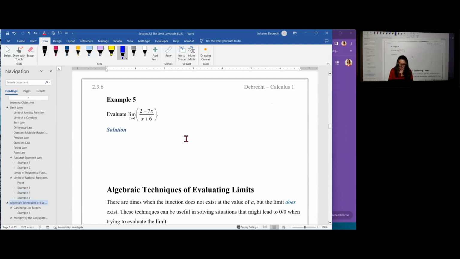Let's now look at example 5. In example 5, we have the ratio of 2 polynomials, which makes it a rational function. Again, our first line of attack is always going to be to substitute the value of a in for x. This gives me 2 minus 7 times 1, all divided by 1 plus 6, which gives me 2 minus 7 over 7, or negative 5 sevenths. It is a finite real number. That's the value of the limit.